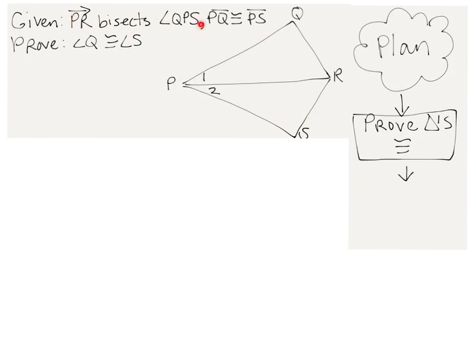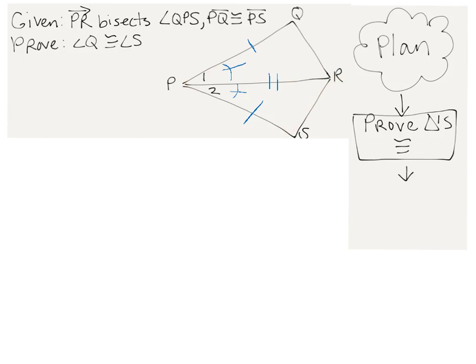If PR bisects this angle, well then angle 1 must be congruent to angle 2, right? They also said that PQ is congruent to PS. Now you may not see it, but I hope you do. These two triangles share a side that's equal. It's side PR. This triangle shares the same side. That means PR is congruent to PR.